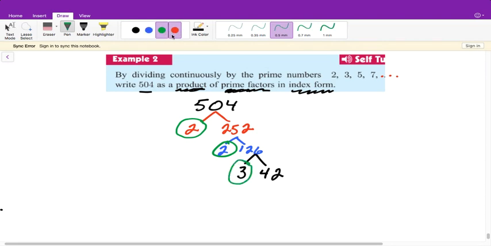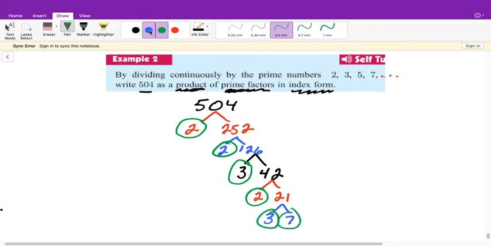All right, then I look and see 42, I know that 2 goes into 42. So 2 goes into 42 21 times. So here's another prime base. And then the last one I see 21. Well, I know 3 goes into 21 7 times. Both of these numbers are prime.